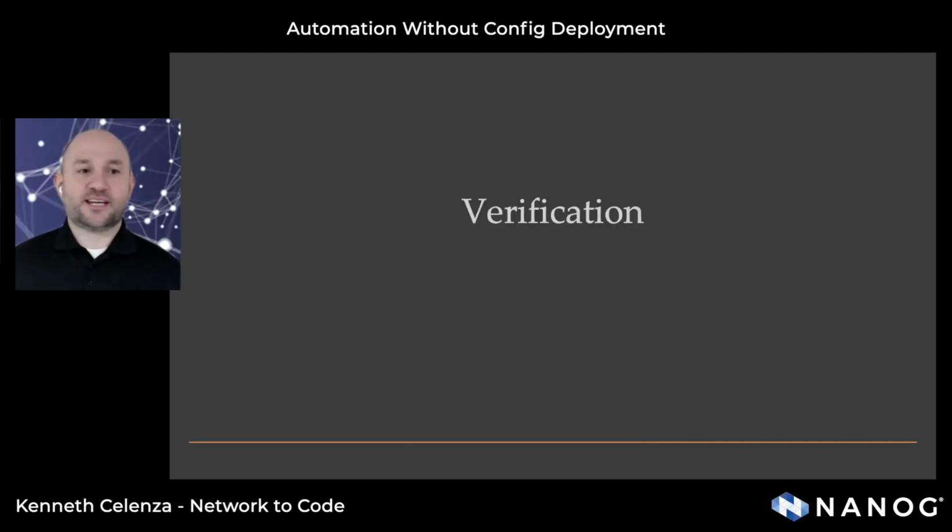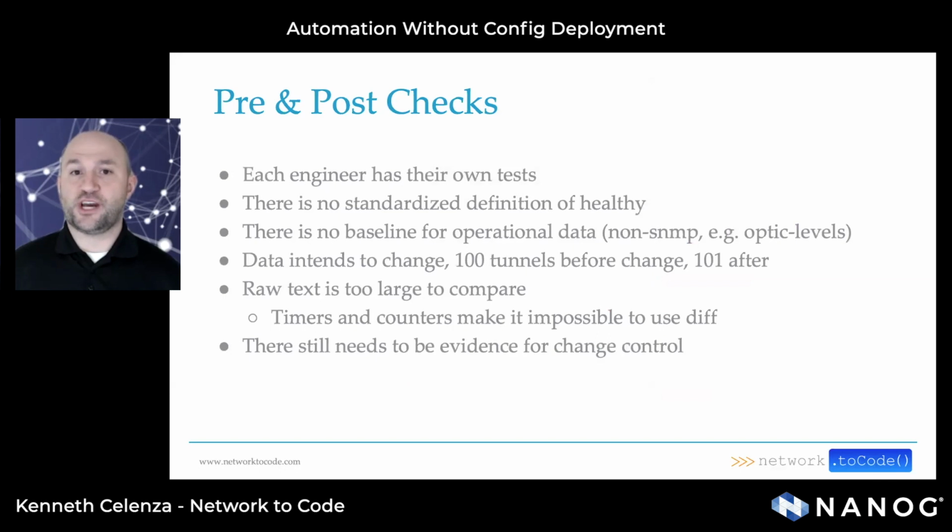The next step is the verification, which is often the pre and post checks, right? Each engineer has their own tests. There's no standard definition of healthy. There's no baseline for data that's not SNMP, right? I often work with customers that have optic-level issues, because that's not captured by and large by SNMP. So they don't even know if it's healthy before or after.